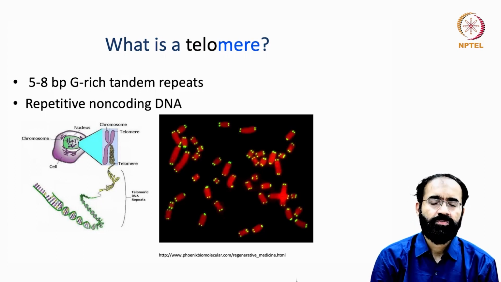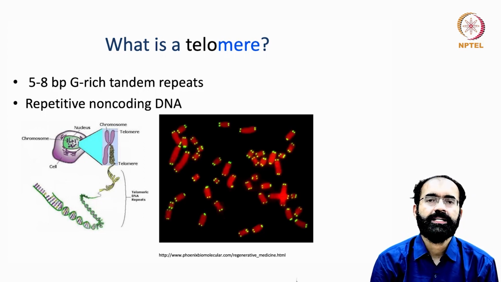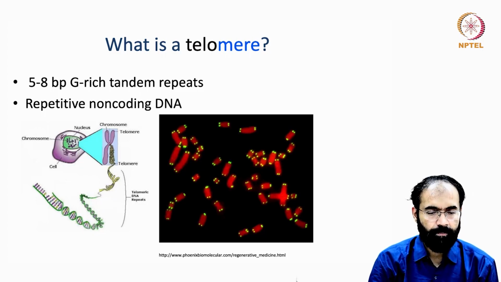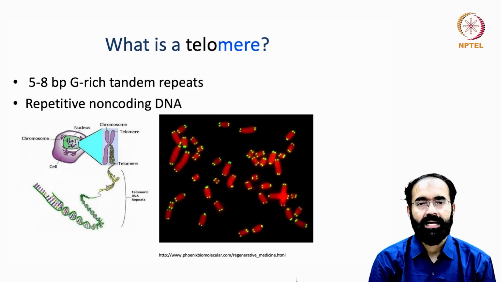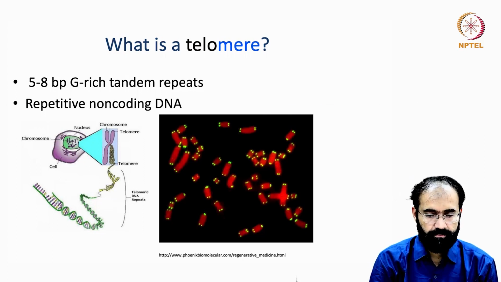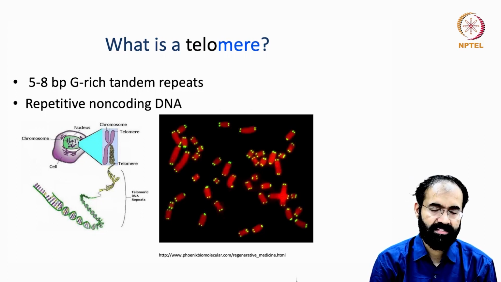It is around a 5 to 8 base pair G-rich tandem repeat. In humans it is T2AG3, roughly 6 bases in length, and it can vary from organism to organism. This is a karyotype where you can see chromosomes, and the tips are seen as yellow spots. It is a metaphase chromosome where the DNA has divided but the copies have not separated yet. That is why we can see each chromosome has 2 dots on either side.